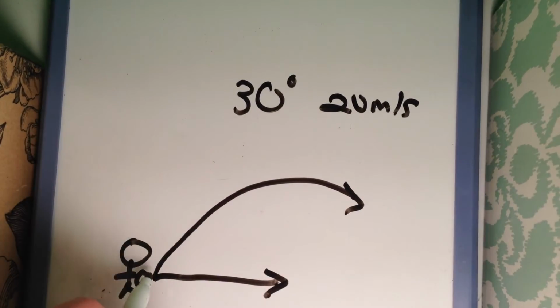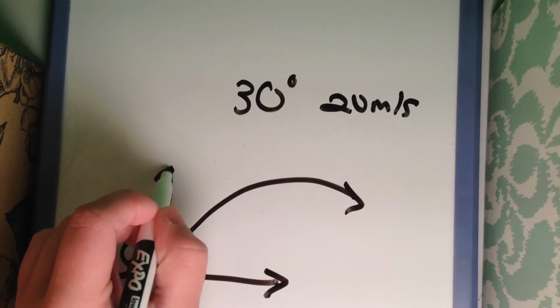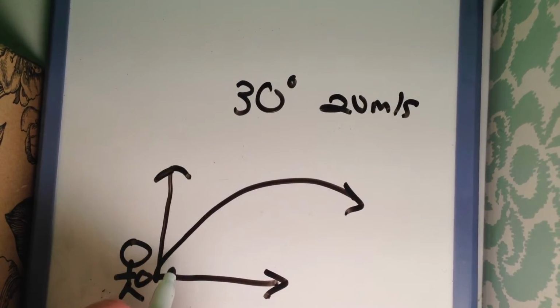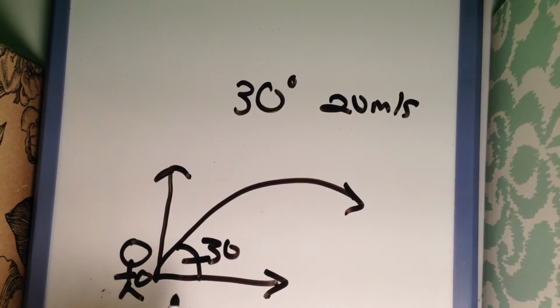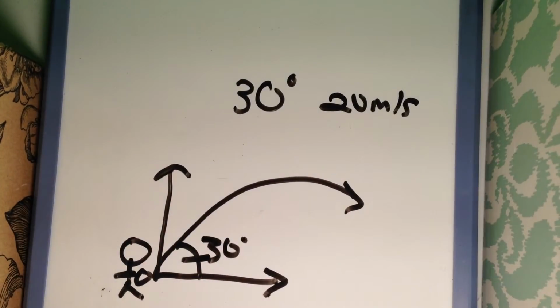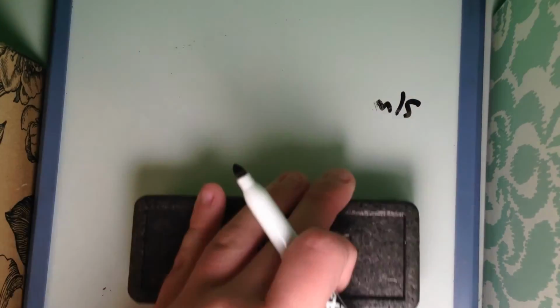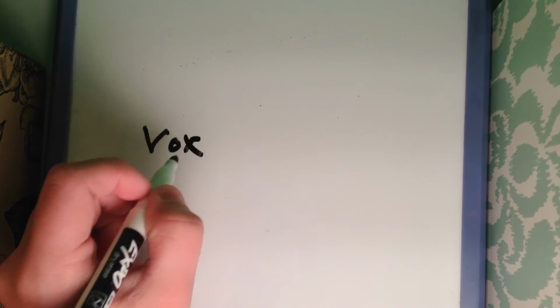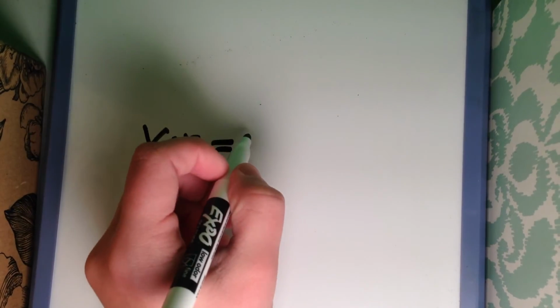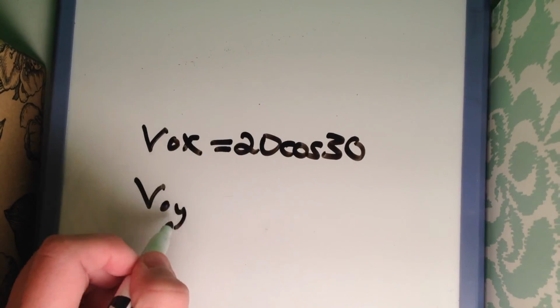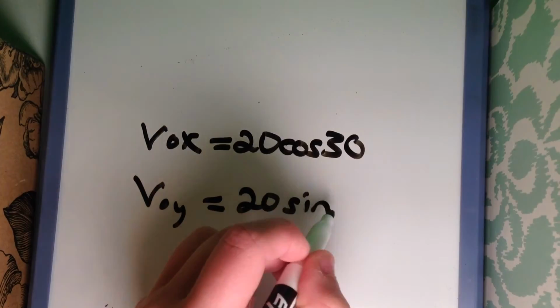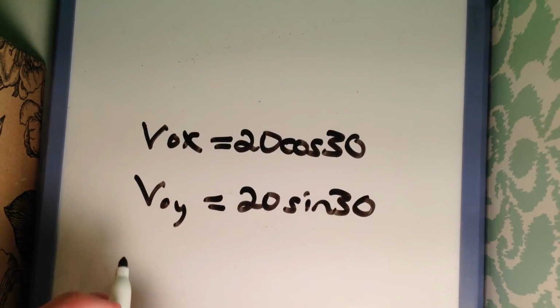For example, if I wanted to find the horizontal velocity, I would use the horizontal velocity formula, which is the original velocity times the cosine of the angle, so 20 cosine 30. If I wanted to find the vertical velocity, I would use the vertical velocity formula, which is the initial velocity of y is equal to the initial velocity times sine of theta, or the angle. By using these velocities, we can figure out all the different parts of the equation and solve the projectile motion problem.